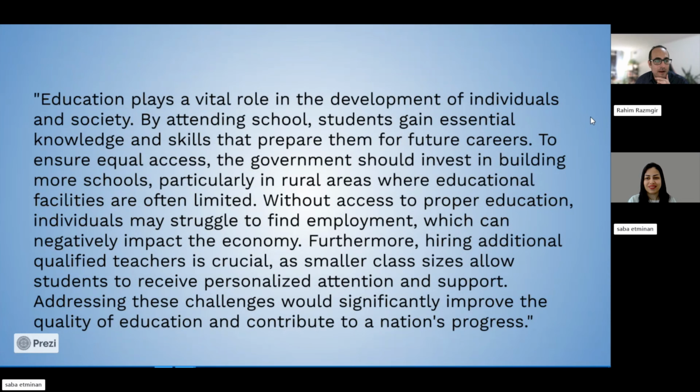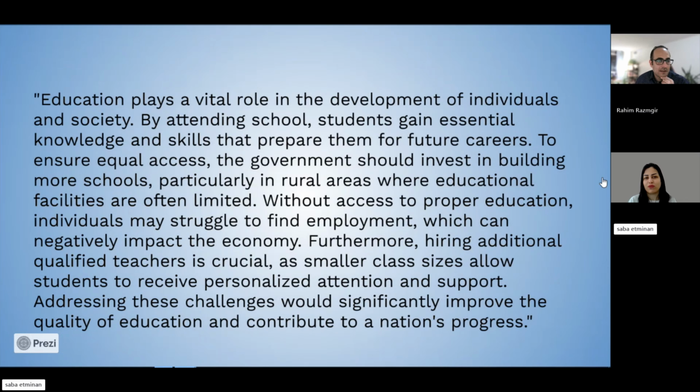Okay, so same idea, same paragraph. Would you like to read this one or should I go? If you go, I would be thankful. Okay. So education plays a vital role in the development of individuals and society.